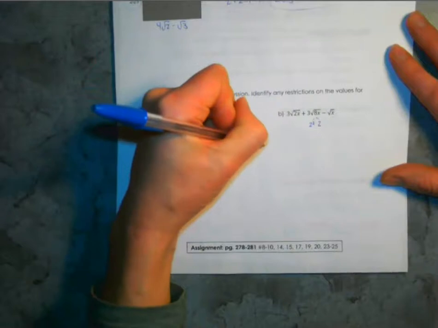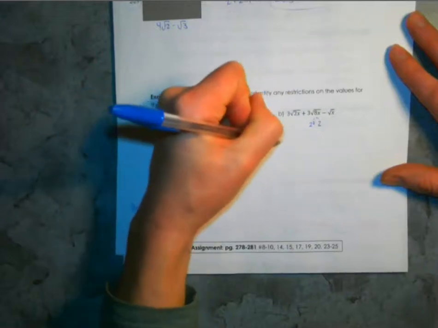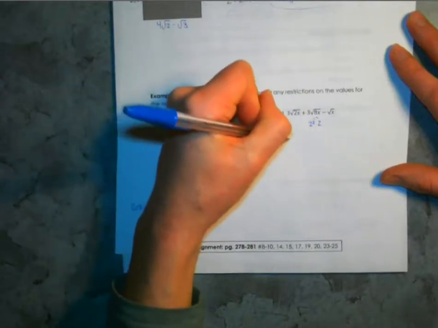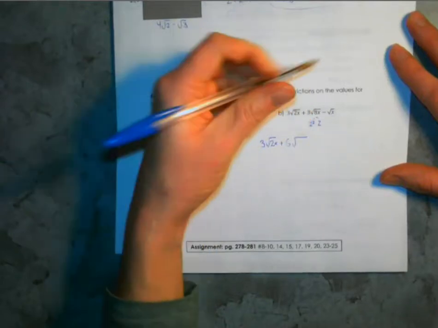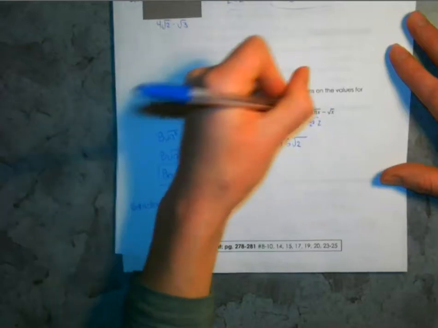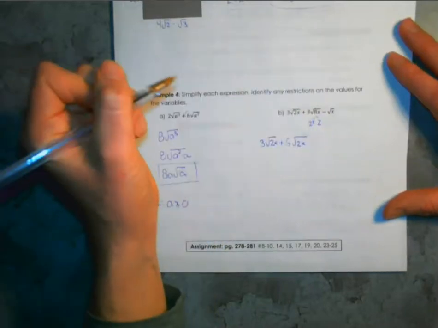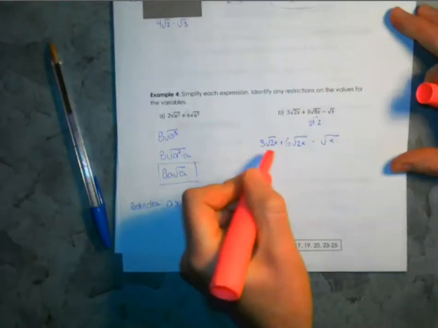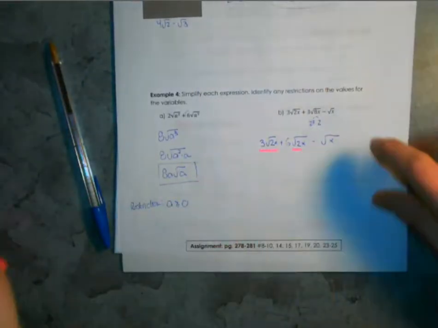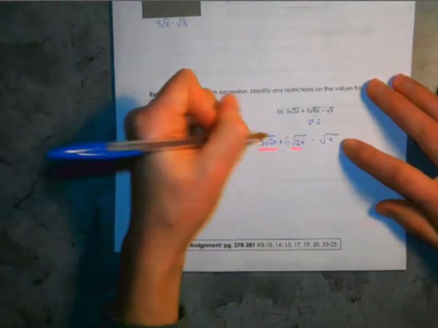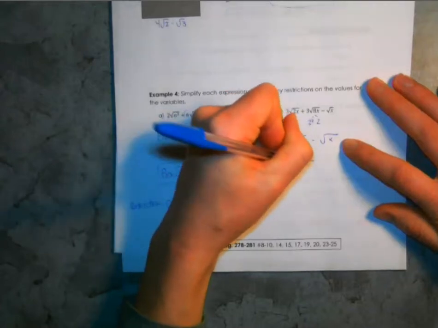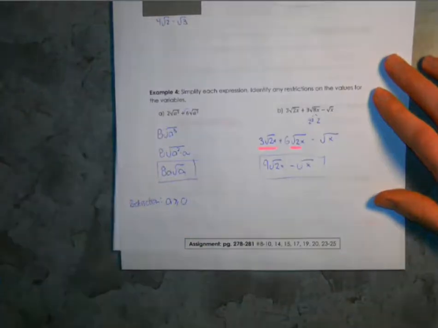So now we can say 3 root 2x plus, we're going to bump this 2 outside and multiply it by the coefficient of 3, so that's going to be 6. And then on the inside, we're still going to have a 2 and the x. And then, what else do we have? Minus root x. These two are our like terms that we can combine, and then the other one is going to have to stay on its own. So 3 plus 6 gives us 9 root 2x minus root x. So that is our simplified statement.